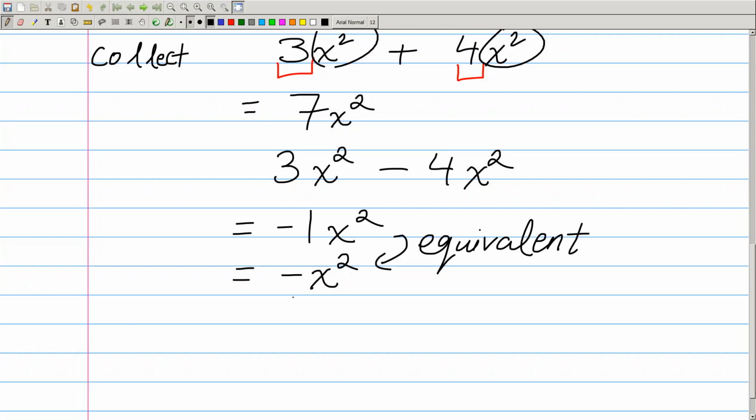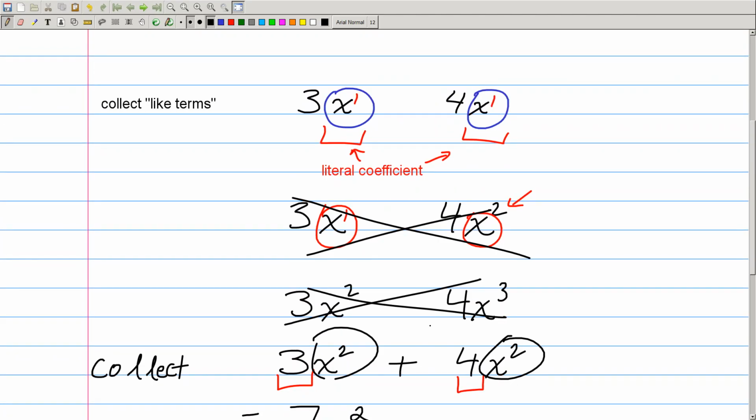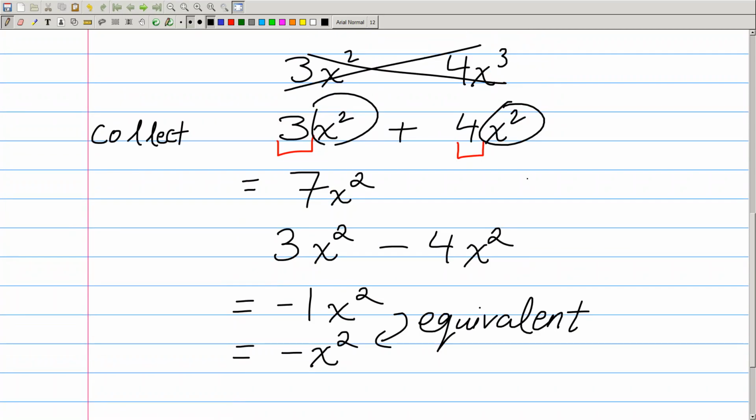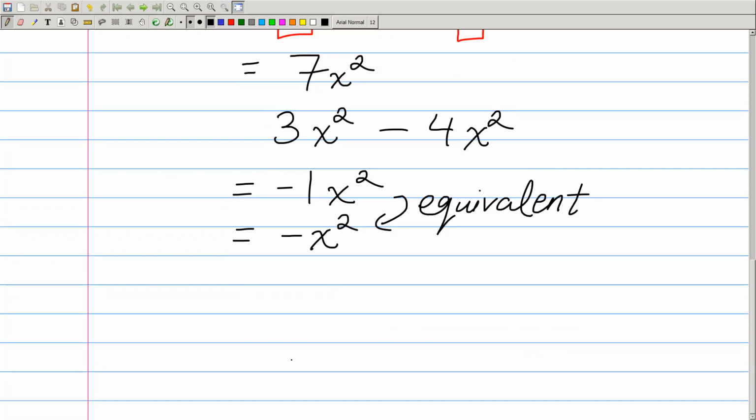And that's essentially collecting like terms. You have to have the exact same variable along with the exact same exponent in order to collect them. That's what we call like terms. All you do is add or subtract the number in front of the literal coefficient, and that's it. It's pretty standard. In the next video, I'll introduce the distributive property, then do some algebra to collect like terms and simplify expressions. That'll be in the next video.